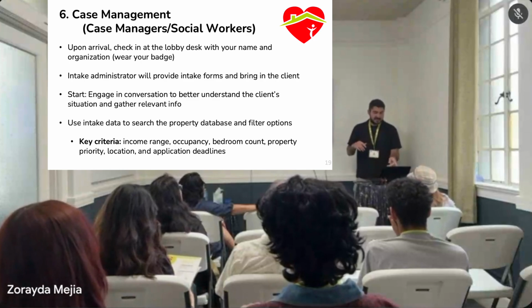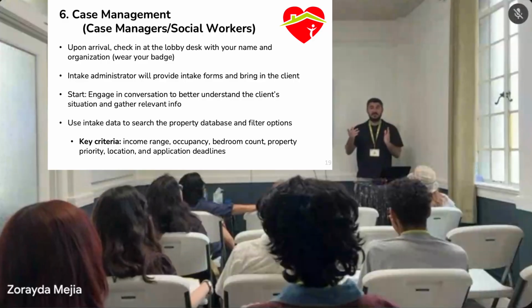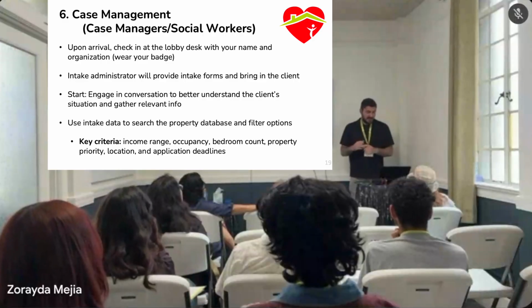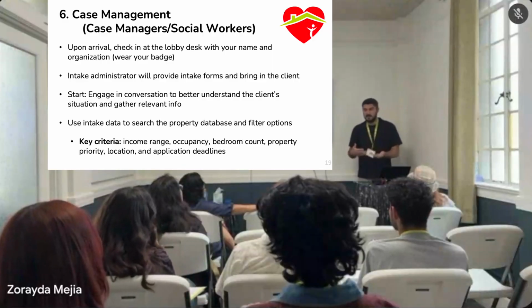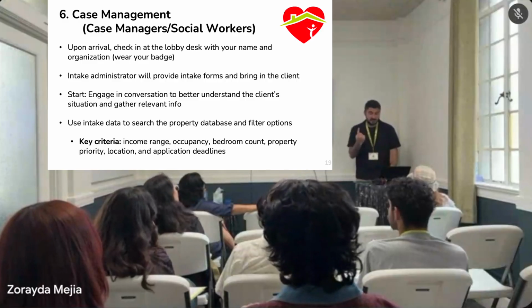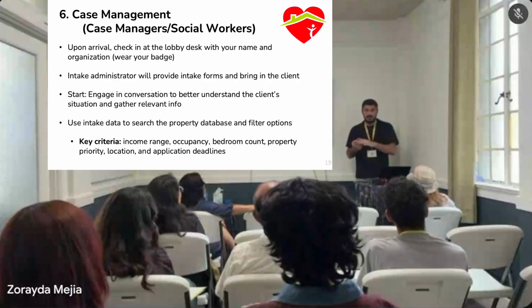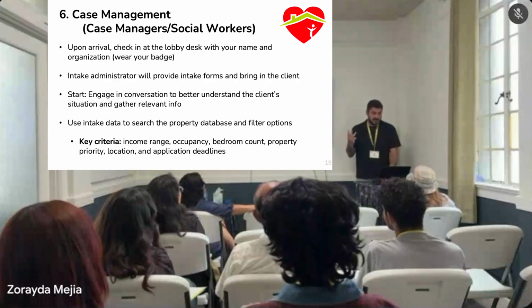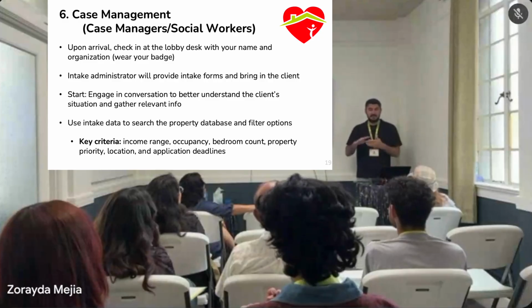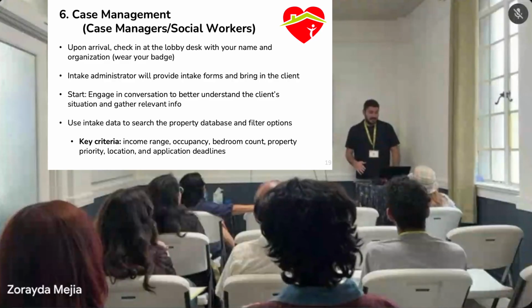Some of the criteria that you can use is income range, the maximum and minimum income. You can see whether their income falls in that range or not. The occupancy is the number of people that their family consists of, three, four people, one person. If they're one person, they can go for a studio, for example. Bedroom count, again, studio, one, two, three bedrooms. Property priority, again, that's for seniors or disabled or artists or something. We've had a few applications where we prioritize artists.